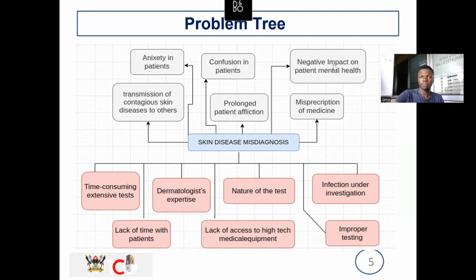On the side of the patients, we shall look at it in terms of mental health. It has a negative impact. Whenever you misdiagnose an illness, it has a negative impact on a patient's health, mental health. It can also lead to transmission of diseases because the disease has not been diagnosed in the right way. It can also lead to prolonged patient affliction.